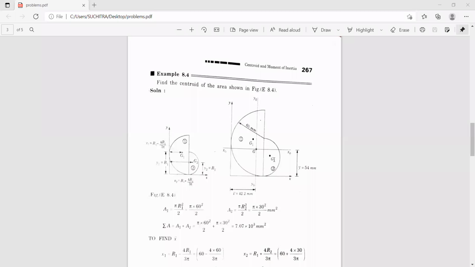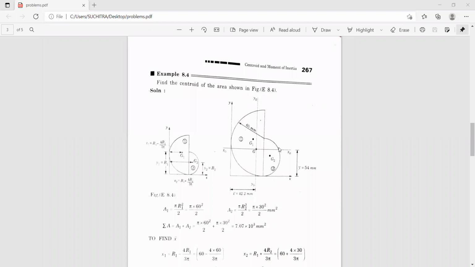Here you have two semicircles, one having a radius of 60 millimeters and the other having a radius of 30 millimeters. First, you select the reference axes touching the extreme left portion and the bottommost portion of the figure. So this is the x-axis and this is the y-axis we have selected. Next, the given figure has to be divided into two parts: figure 1 is the bigger semicircle and figure 2 is the smaller one.